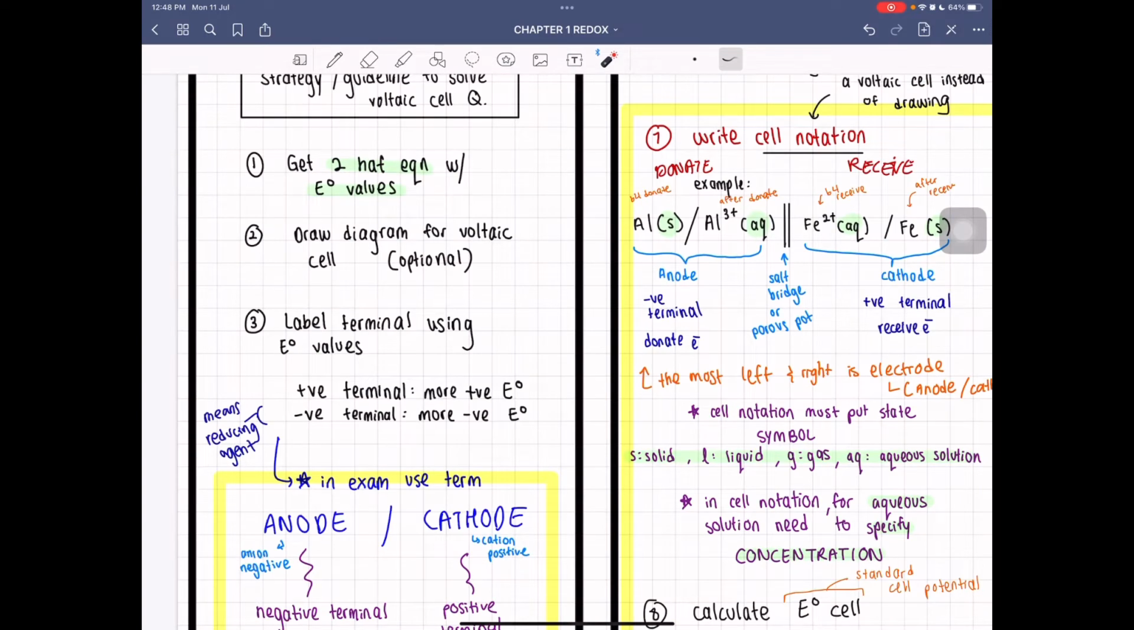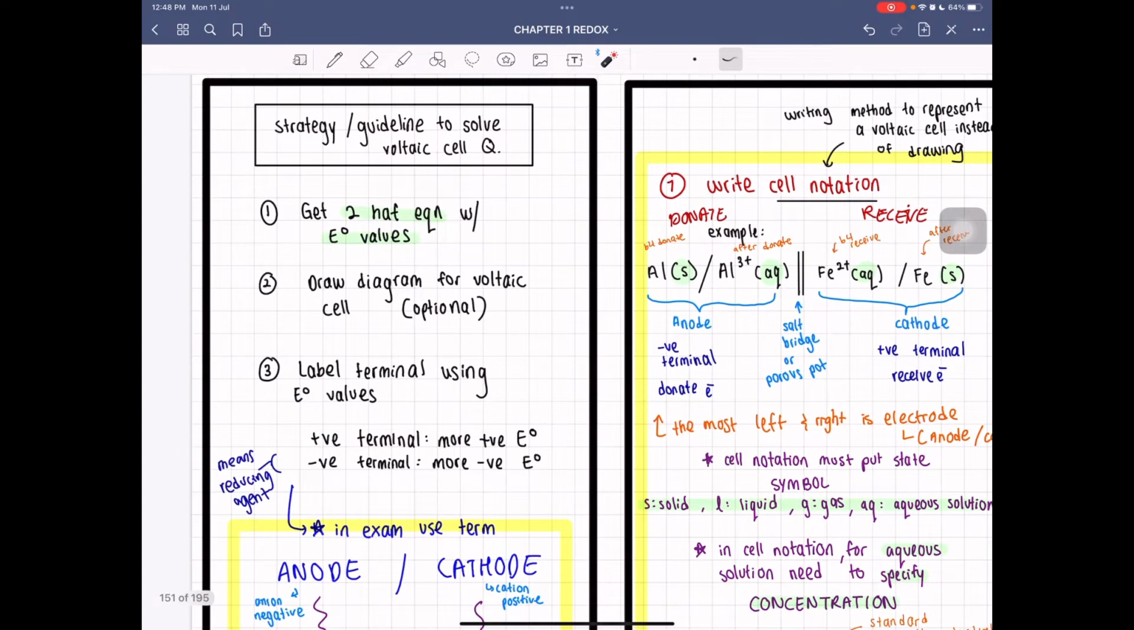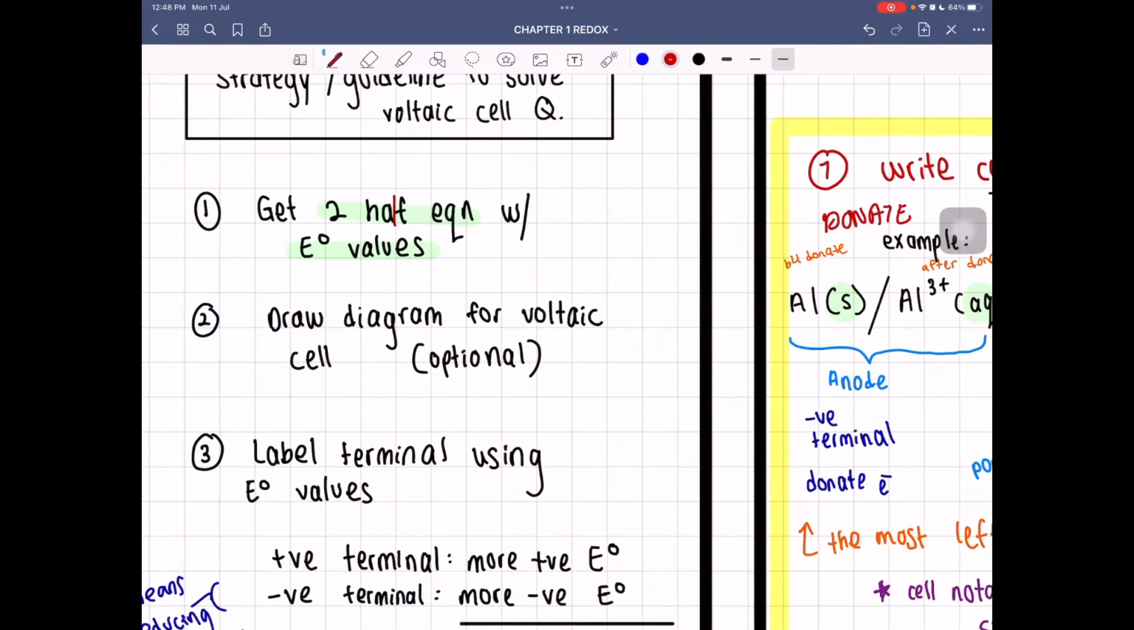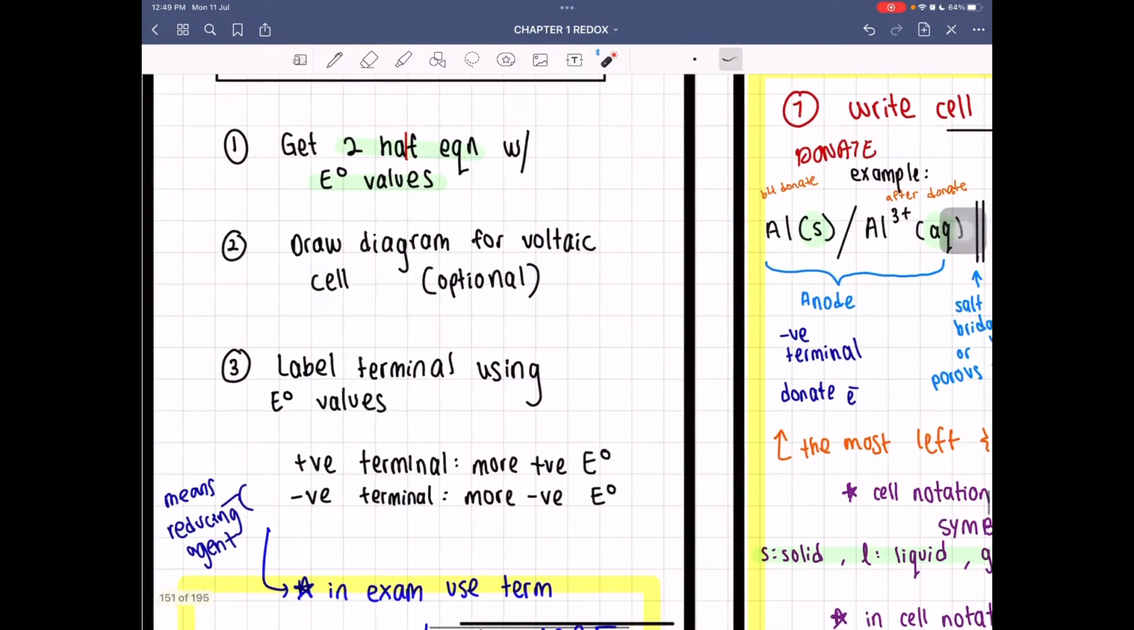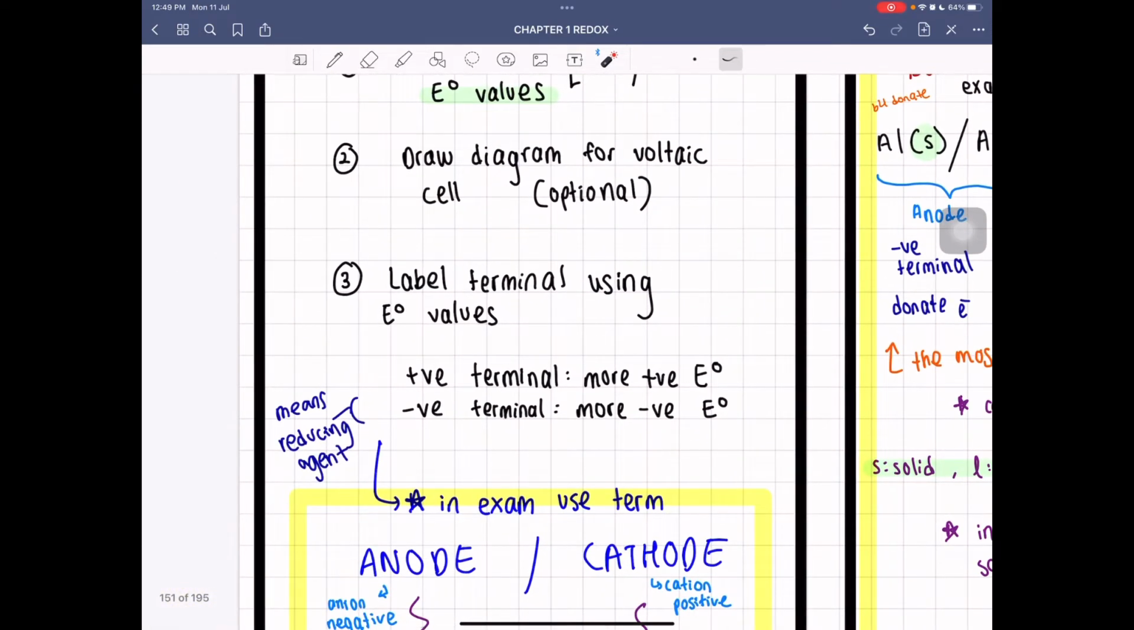So what is the strategy or guidance to solve voltaic cell questions? Number one is to make sure you have two half equations with the E-naught values. Number two, draw a diagram for a voltaic cell. This is optional unless the question tells you to do it, but it really helps you to understand it properly and visualize it. Number three is label the terminals using the E-naught value. So remember, if it's more positive, then that's a positive terminal. If the E-naught value is smaller, then that one is a negative terminal.